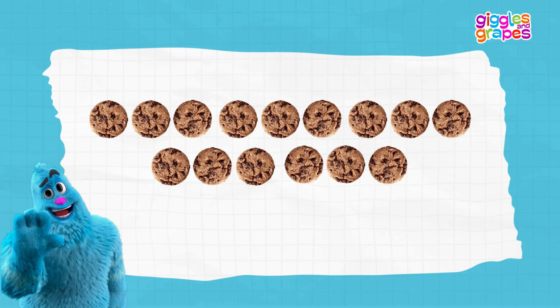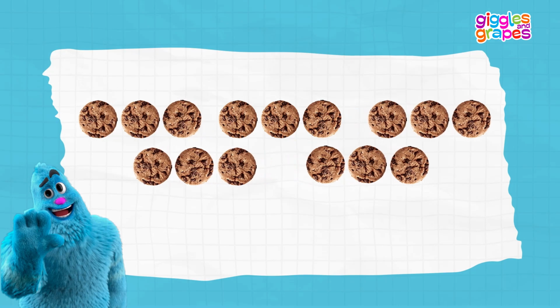Here's the last problem. Cookie Moan has 15 cookies and shares them equally with 5 friends. How many cookies does each friend get? 1, 2, 3. 3 for each friend. 15 divided by 5 is 3.